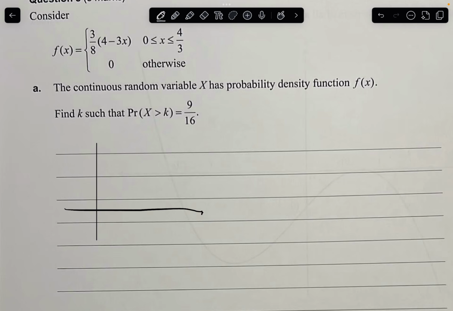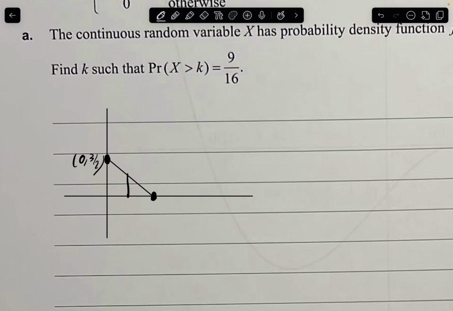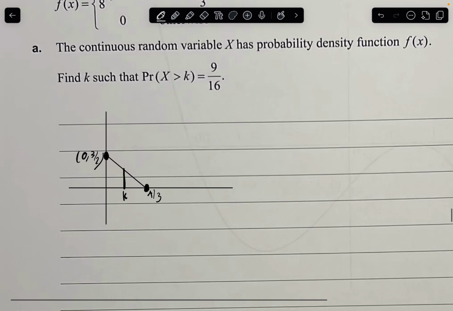If you just draw it out, it will start at the point when you plug in 0, it will start at 3 over 2. And it will end at 0. So it basically looks like this. And from k upwards, you basically have a triangle.